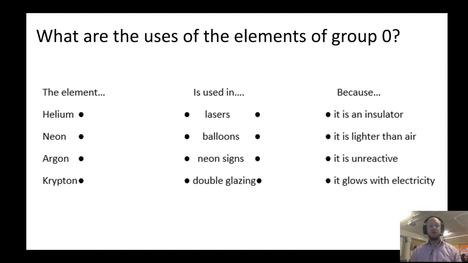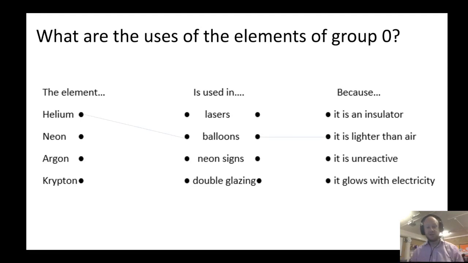So let's have a look at some of the uses of the elements of group 0. Here I've got some elements, what they're used for, and a reason why. So let's have a think about what this is. Well, we know helium is used in balloons, but why is it used in balloons? It's because it's lighter than air.